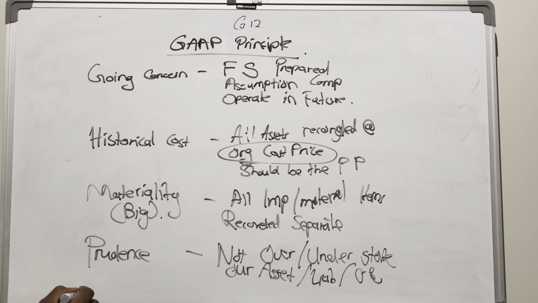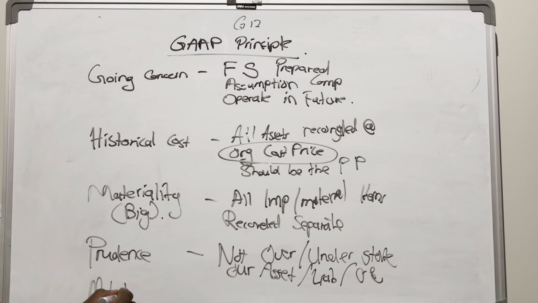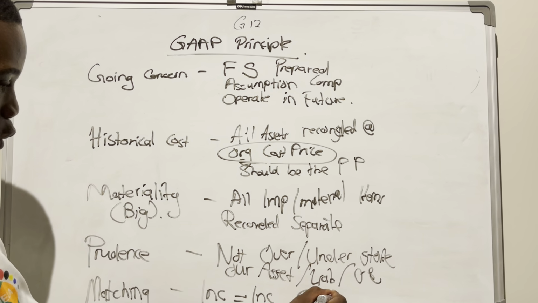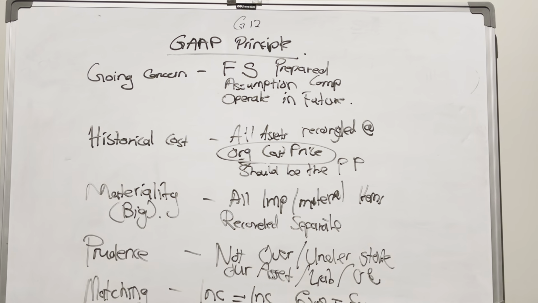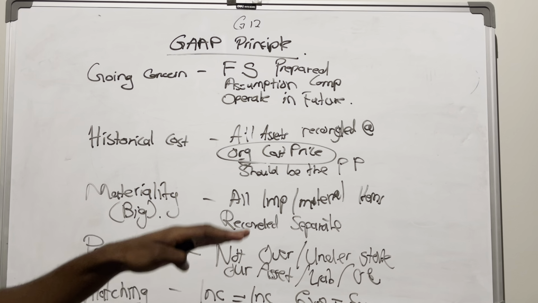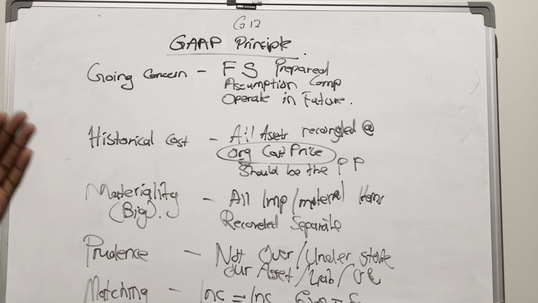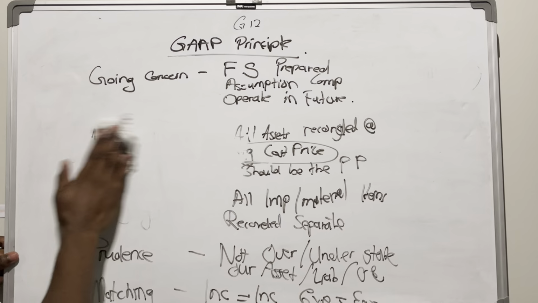And the last one, it's matching. What does matching really say? What do you match? Income should go to income, and expenditure should go to expenses. You shouldn't mix between income and expenses. An income item should go to income, and an expense item should go to an expense. That summarizes everything about our GAAP principles. Moving on.